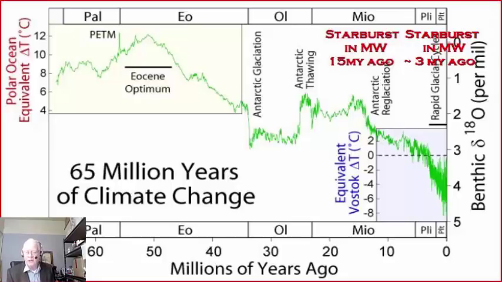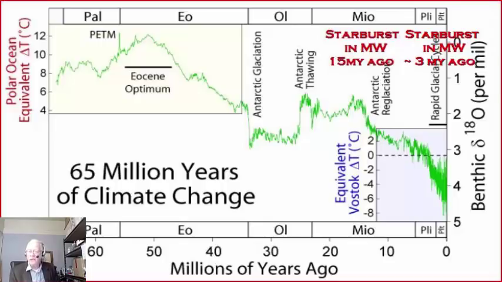See here, I've noted on this graph a starburst in the Milky Way 15 million years ago. And when that happened, the Antarctic reglaciated. It did glaciate about 35 million years ago, and then thawed about 22 million years ago. And then when we had the starburst in the Milky Way 15 million years ago, the Antarctic reglaciated, and it's been total ice cover over the Antarctic ice cap. The Antarctic ice cap's been there that long, in other words, for the last 15 million years. And that ain't gonna melt. I can tell you that right now.